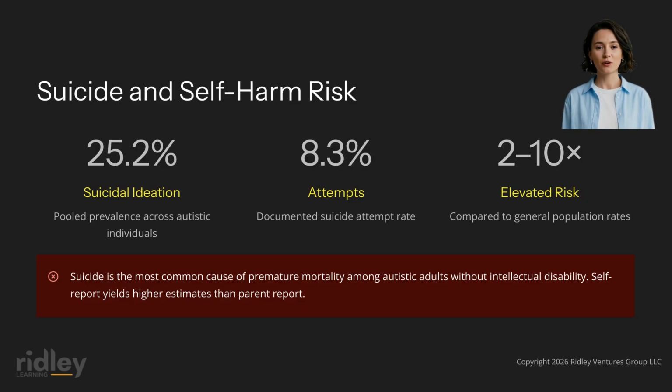Suicide attempts were documented at 8.3%, with considerable variation across studies reflecting differences in how attempts are measured and in which populations are studied. Suicide deaths were documented at 0.2%, a figure that, while numerically small, represents a disproportionate toll relative to general population rates. Self-report consistently yielded higher estimates than parent report across these studies.